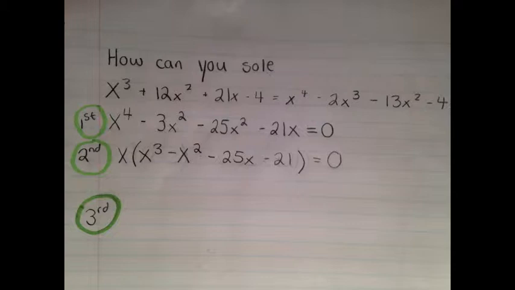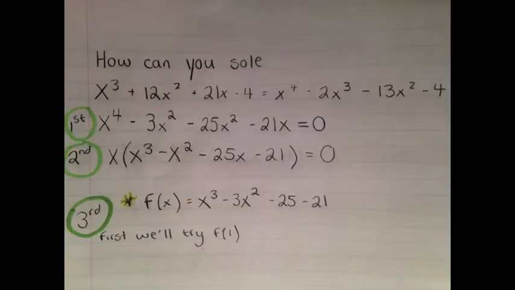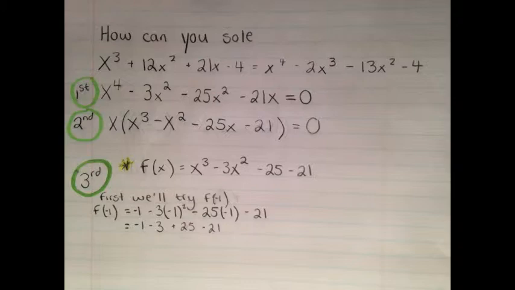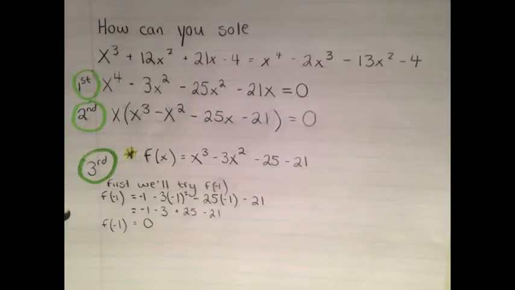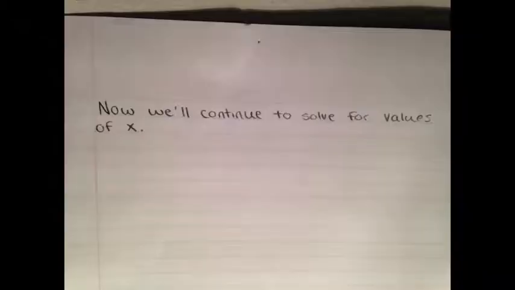Third step. We already know that x is a factor because it's multiplying to the second half of the equation to equal 0. To find other factors, we'll use guess and check. We'll try f of negative 1 to see if it equals 0 when subbed in as x. And it does. If f of negative 1 equals 0, that means that x plus 1 is a factor.